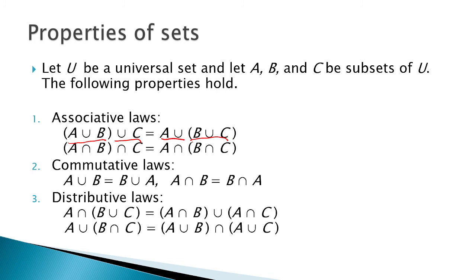Next, we have the distributive law. It's like multiplication, so to speak. If you have A union B intersection C, this can also be equal to A union B, A intersection B, union A intersection C. You can distribute it like that. So if it's union and then intersection, that's also possible. So we have A union B intersection A union C, and that's also equal to A union B union C.